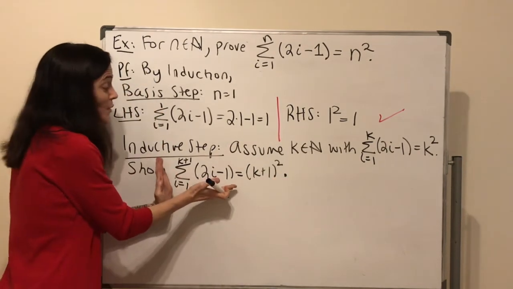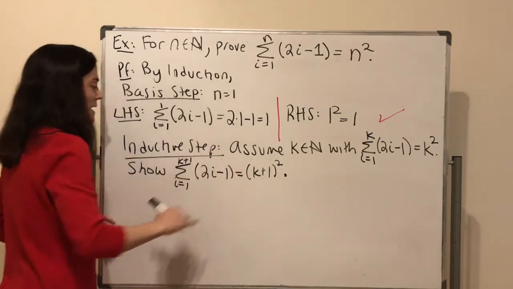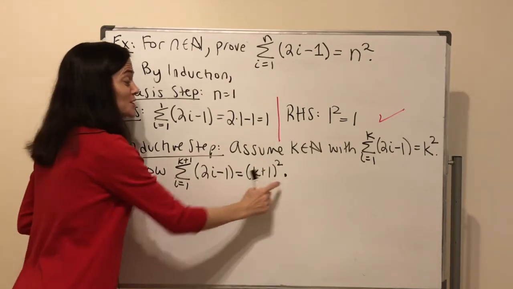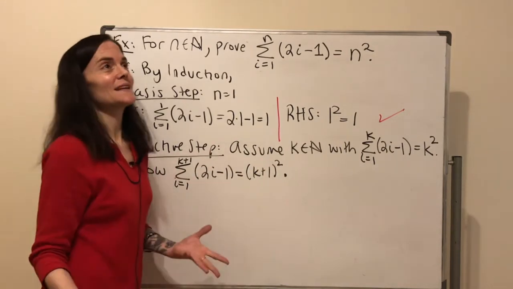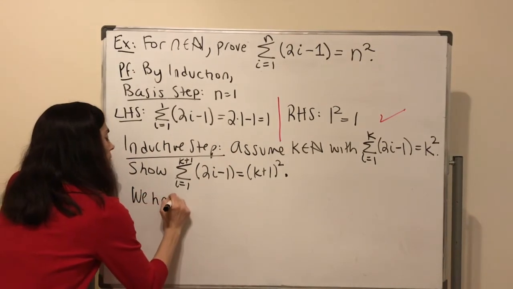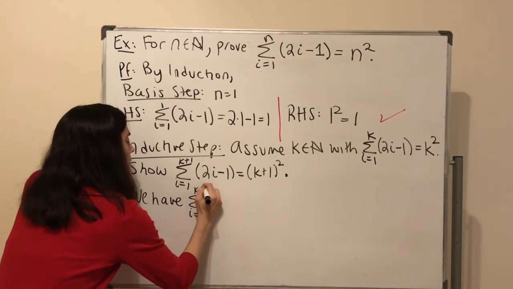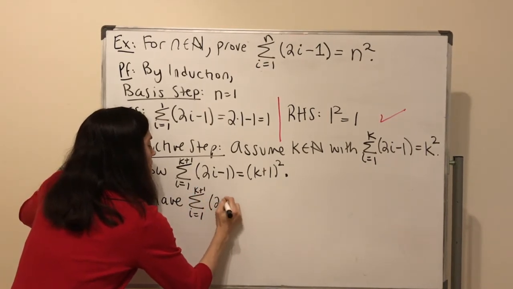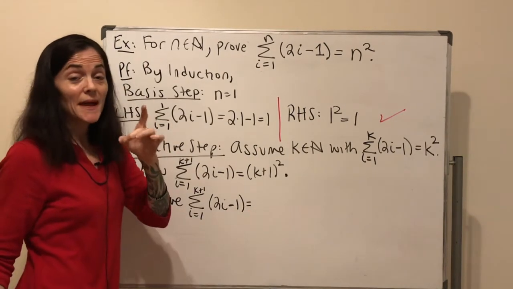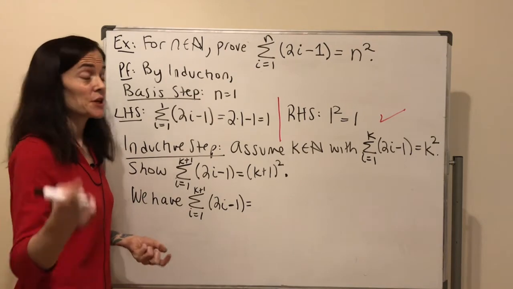I'm now going to work with this sum from i equals 1 to k plus 1 here, but I don't want to just keep working on this. This was a sentence. This is what I want to show. Now I start a new sentence to actually show it. Well, I will need to use my inductive hypothesis. This is always part of an induction proof.